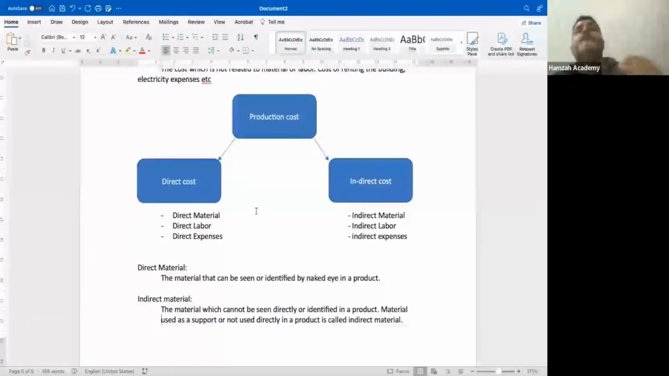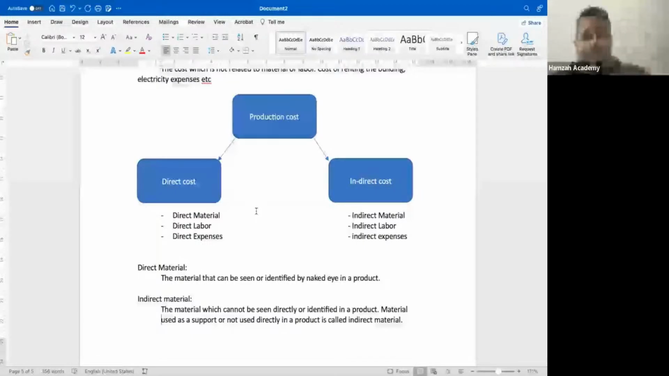Similarly, the glue that we use for pasting the wood normally comes in smaller packings and packets as well. Now, how can we identify how much of the glue has been used in one table? How can we identify? Practically, it's not possible. We can have an estimate, we can have an idea, but talking about the exact amount or the exact cost, that's not possible.